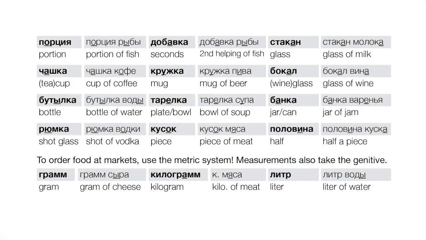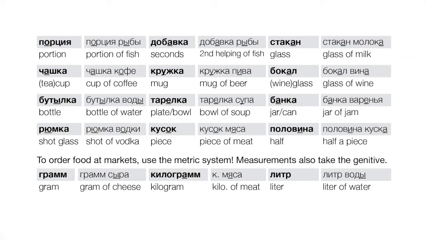Okay, let's see. Let's look at containers, portions, so just some vocab here. And again, any kind of container or measurement, you could follow that up with an of statement, right, in English, and that would, of course, give genitive in Russian. Порция рыбы, добавка рыбы, стакан молока, a glass of milk, чашка кофе, a cup of coffee. Remember, кофе doesn't decline. Кружка пива, бокал вина.